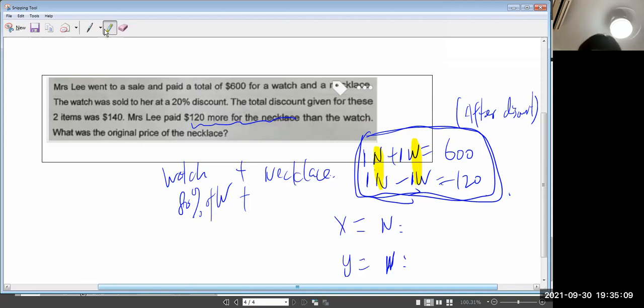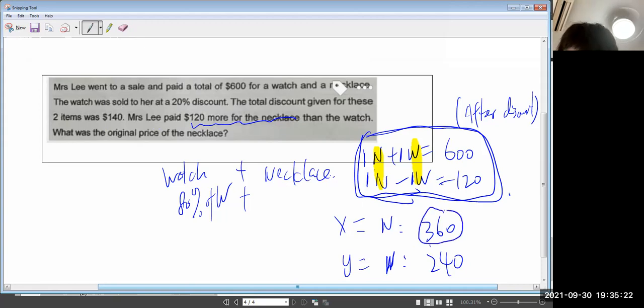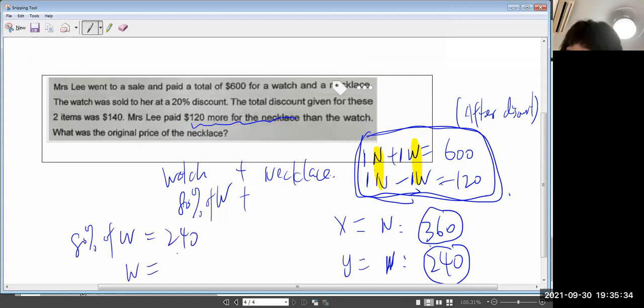X equals 360 and Y equals 240. Very good. So with this, you can find out, right? Basically this is the necklace, and this is the watch after discount. So 80% of the watch is 240. So actually how much does the watch cost? The cost of the watch before discount.